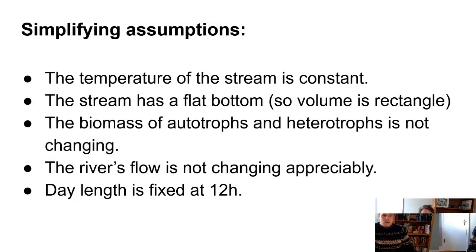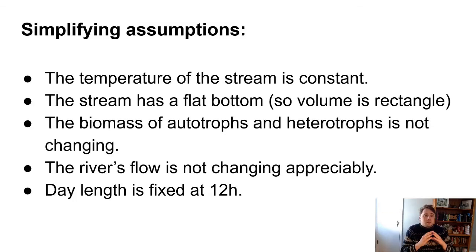Let's launch into this. First, we need to make some simplifying assumptions. The first assumption that we're going to make is that the temperature of the stream is constant. You know, this actually isn't true in real life because the temperature of the air changes and the water is in thermal equilibrium with the air. But for the sake of developing this simple model, we'll just say that the temperature is relatively constant. Secondly, we're going to say that the stream has a flat bottom, just so that our control volume that we're looking at, our system, can be a rectangular volume, just for ease of calculation.